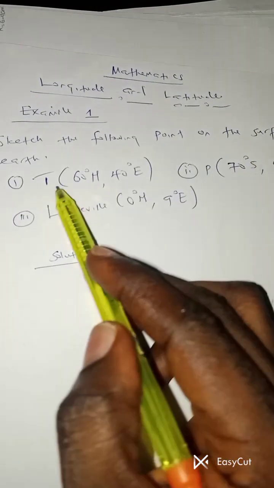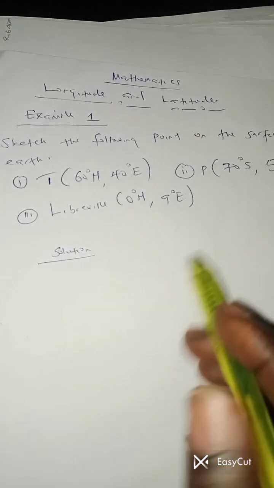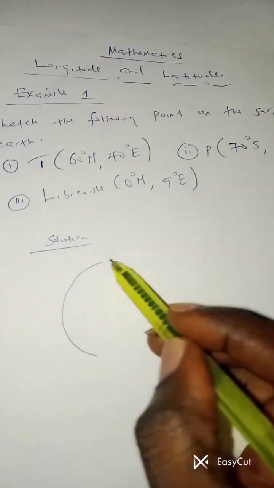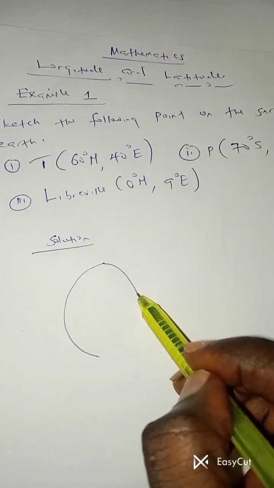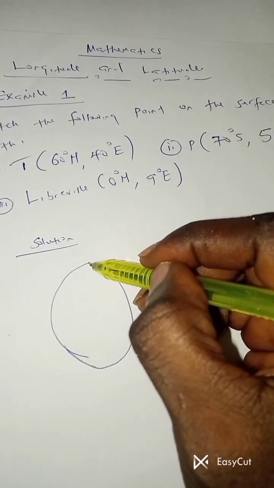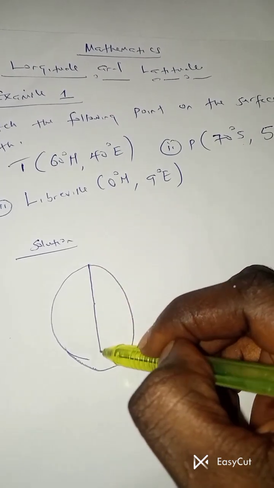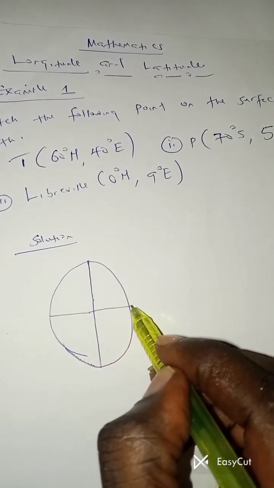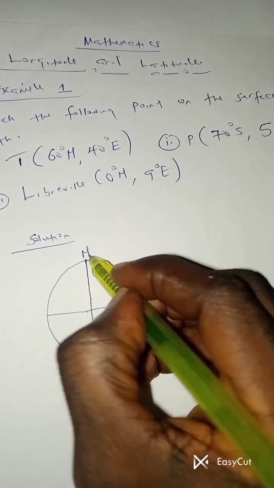They ask to locate the position of T on the surface of the earth. They ask us to sketch. It's very easy to sketch. This is the beginning part of the work. Sketch. That's my polar axis. That's my equatorial axis.